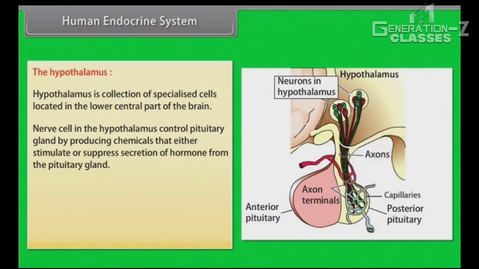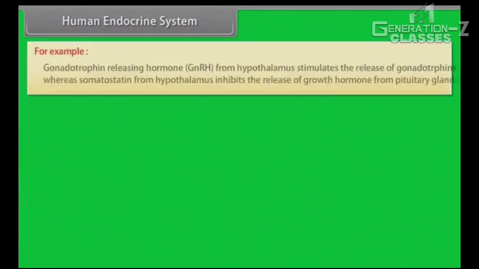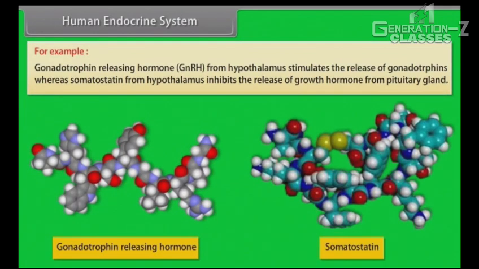the pituitary gland. The hypothalamus produces two types of hormones: releasing hormones and inhibiting hormones. For example, gonadotrophin-releasing hormone from the hypothalamus stimulates the release of gonadotrophins, whereas somatostatin from the hypothalamus inhibits the release of growth hormone from the pituitary gland.